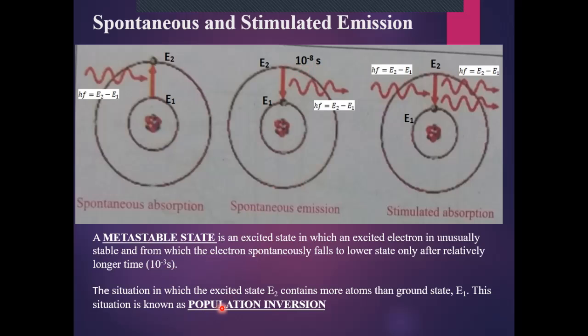And the fifth definition, that is the population inversion. Population inversion is the situation in which the number of atoms in excited state E2 is greater as compared to the number of atoms or electrons in ground state E1. On the basis of these five definitions, we can explain the laser action phenomenon.